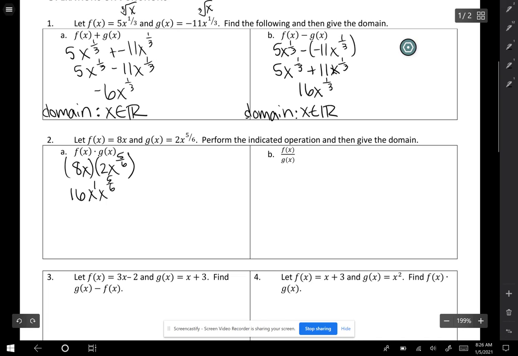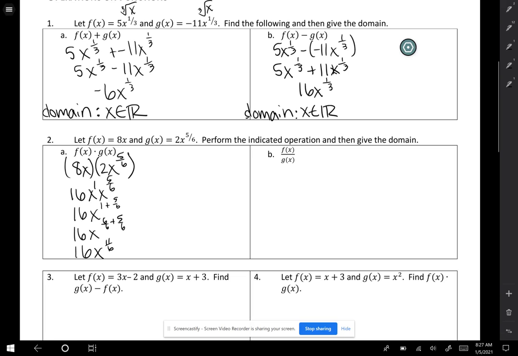So x to the first times x to the 5/6. If we're multiplying them, we need to add those exponents. So it'd be 16 times x to the 1 plus 5/6, so 16 times x to the 6/6 plus 5/6. So I got common denominators, which means I get 16x to the 11/6. And that would be our final answer.